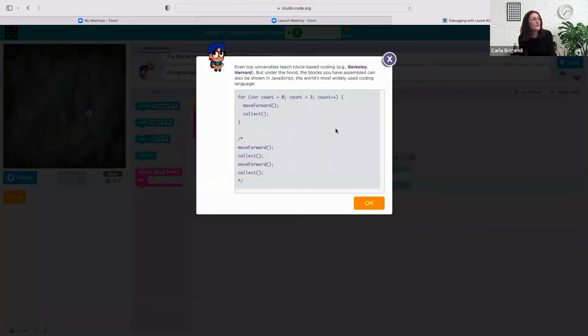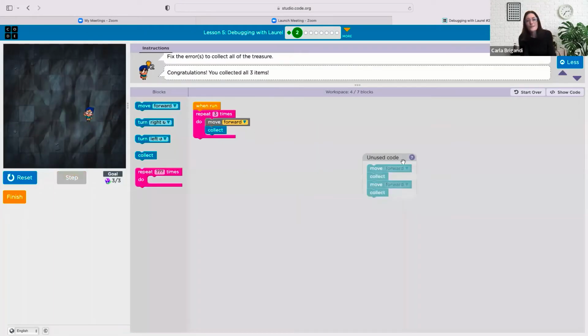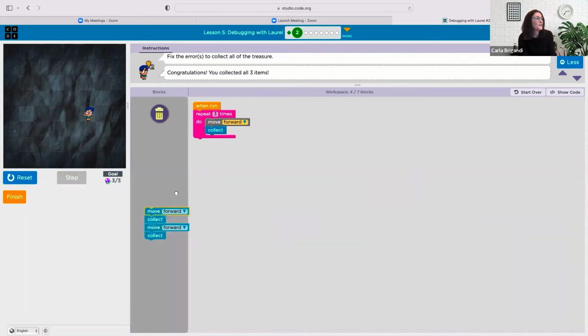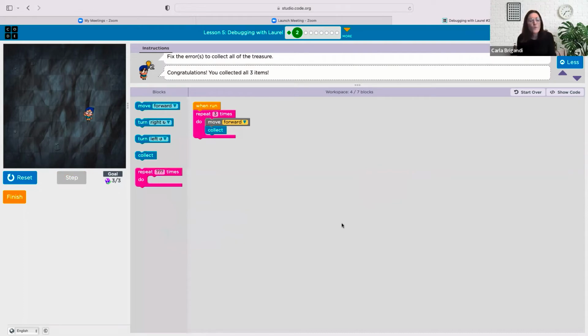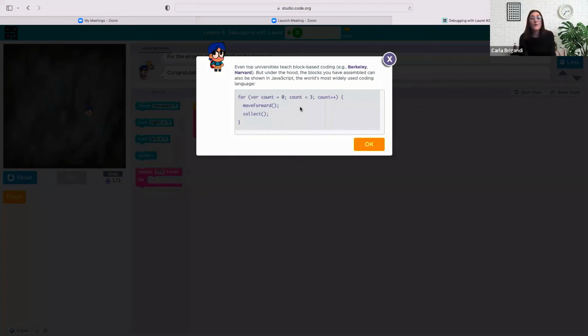Look what happens when I show the code for this. Now this is the code for what I have written, but this down here, that's this unused code. So it confounds things if students don't throw their unused code from the workspace into the tool space. Now I can show the code again, and I'm only going to see the code for what I am using and not all that noise in the background. So this means we're going from 0 and we're stopping at 3. So there's 3 repetitions. She's going to move forward. She's going to collect. It makes a lot of sense.